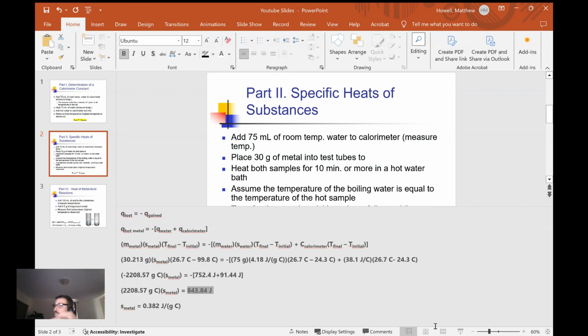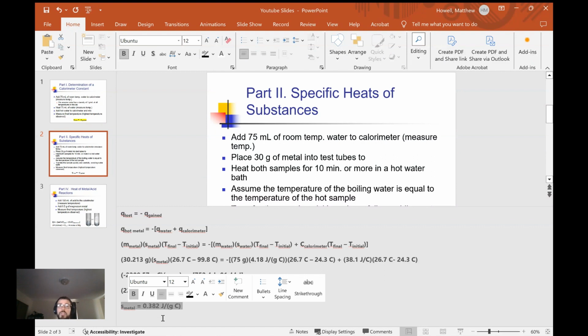So we can divide by the m times the delta T, and by dividing by that answer, 2,208.57 gram degrees Celsius, we can find the specific heat. And in my fictitious example, I got a specific heat of 0.382 joules per gram degree Celsius. So those are the units of specific heat.